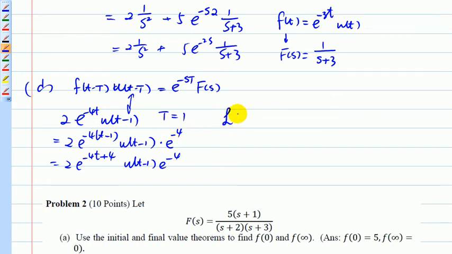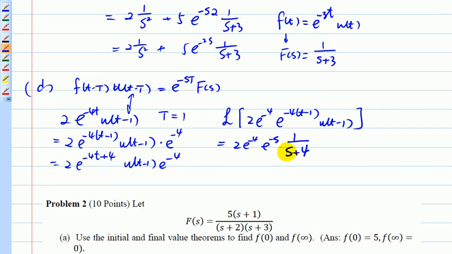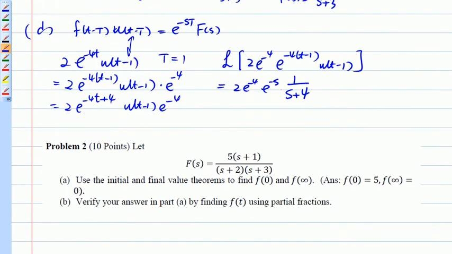So the Laplace transform of e^(-4) e^(-4(t-1)) u(t-1), according to my property here, is e to the power of negative s times T, where capital T is 1, and capital F of s. The f of t is e to the power of negative 4t, so that's 1 over s plus 4. So that's basically what you get over here. So that's part 1, problem number 1.